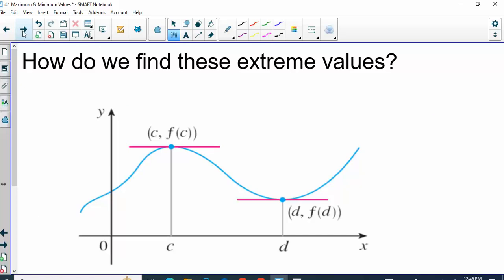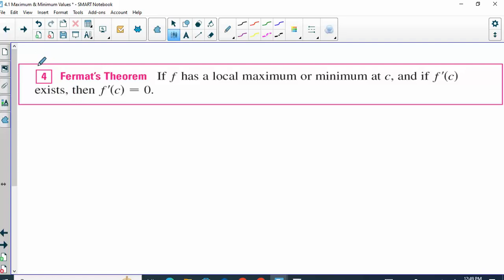If you draw your tangent line at any of those points as horizontal, and if you have a horizontal tangent line, that means the derivative is 0. So this is our big thing for today. If you have a local max or min, the derivative is 0 there.